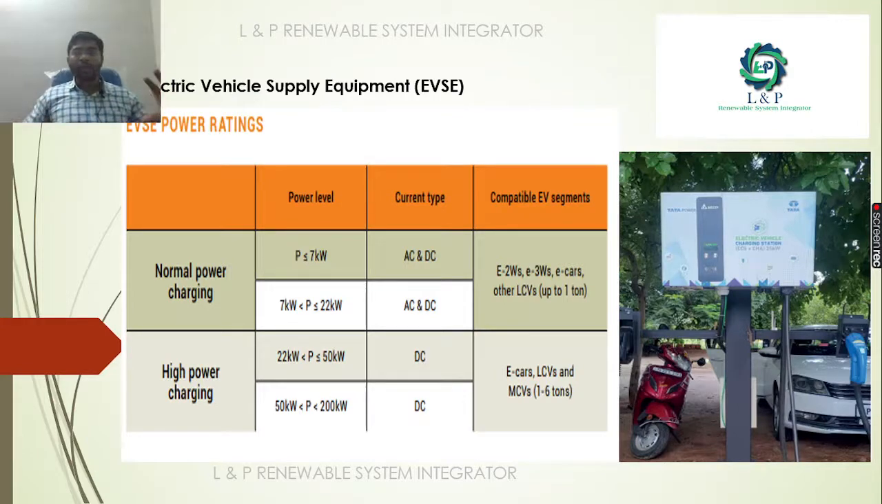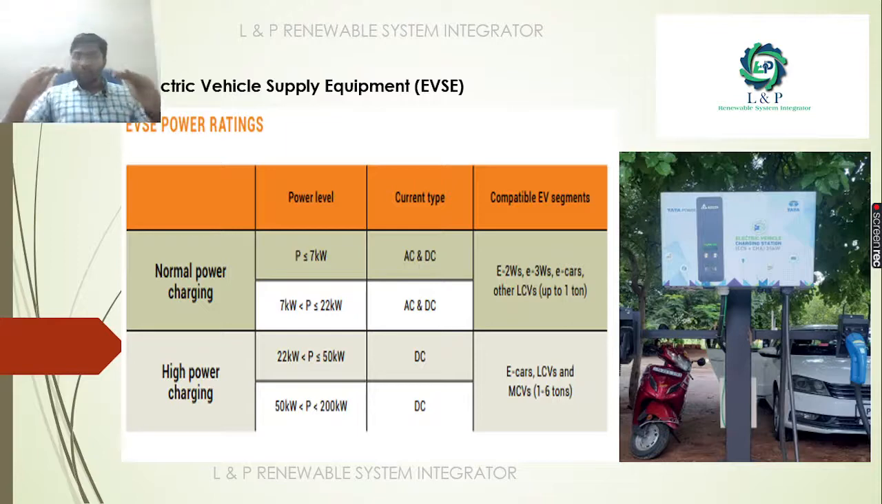So if you're going for a normal power charging, for example, if the power level is less than 7 kilowatt, then you can use both AC as well as DC. It is compatible with two-wheelers, three-wheelers, electric cars, and other lightweight commercial vehicles, which is up to 1 ton. In certain places, if you're going for 22 kilowatt also, then up to 22 kilowatt you can use either AC current type or DC types. So this is applicable to electric vehicles ranging up to 1 ton.